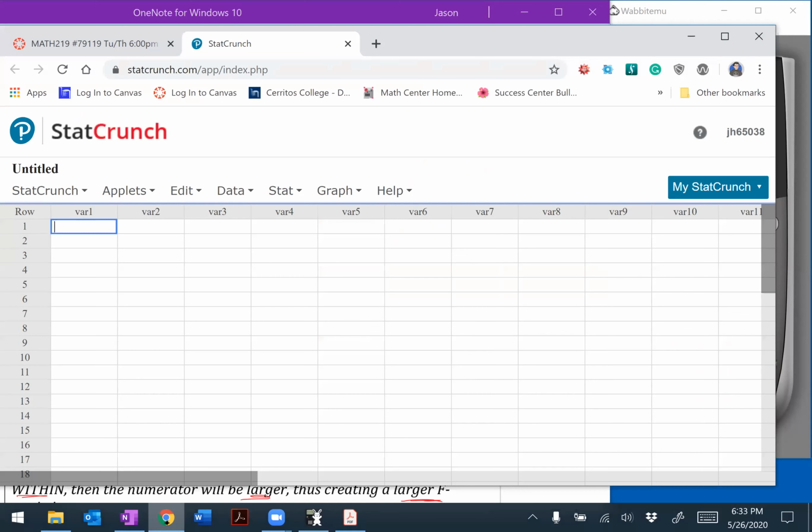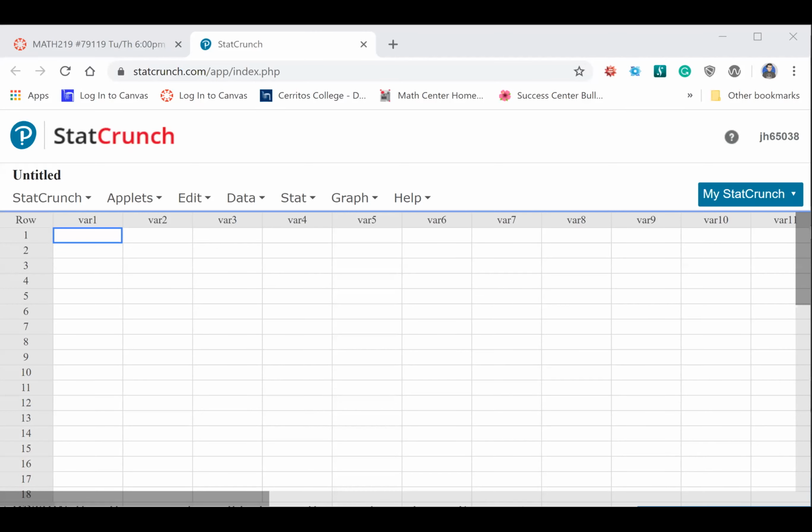Can everybody see my StatCrunch? Jared, can you see my StatCrunch? Not yet. Okay. Let me try to share it again. So how about now? You should be able to see it now. Oh yeah. Okay.